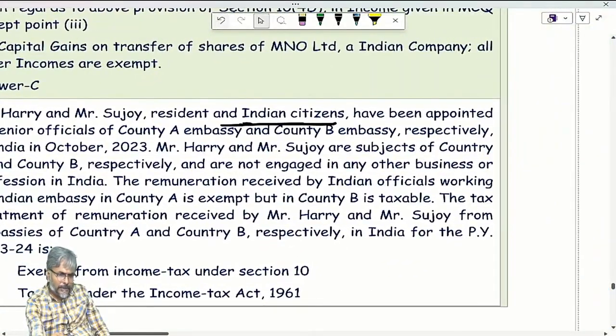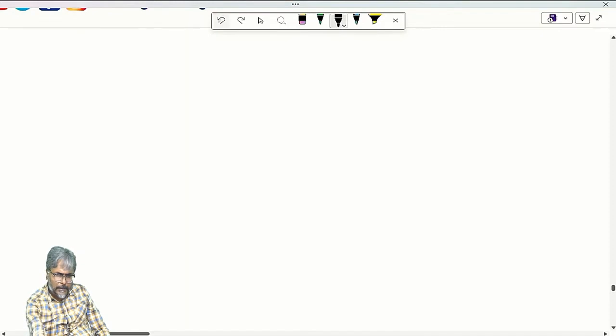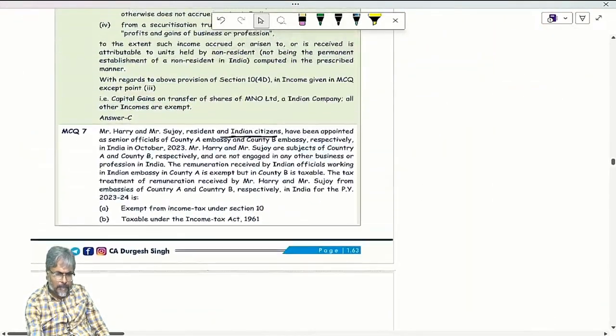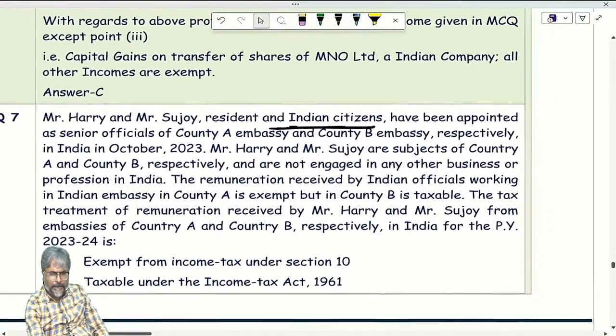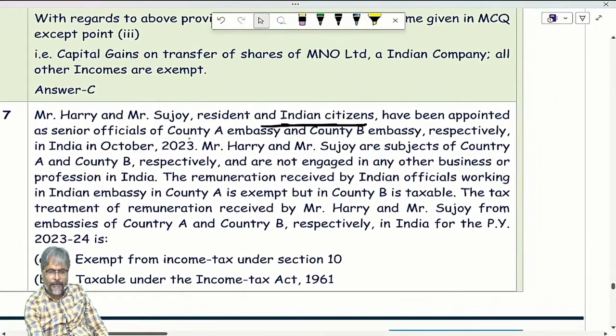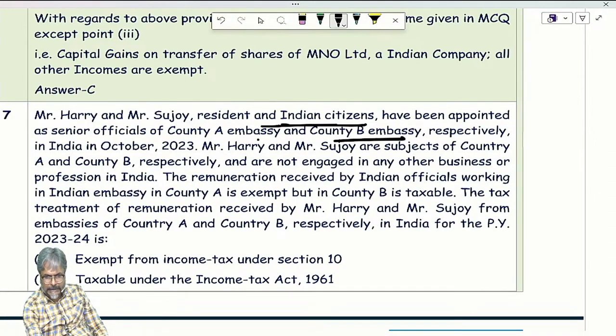Let's look at this question here. If you see over here, Indian citizens have been appointed as senior officials of country A embassy and country B embassy respectively in India in October 2023. Mr. Harry and Mr. Sujoy are subjects of country A and country B respectively and are not engaged in any other business or profession in India. Remuneration received by Indian official working in Indian embassy is exempt, but in country B is taxable.